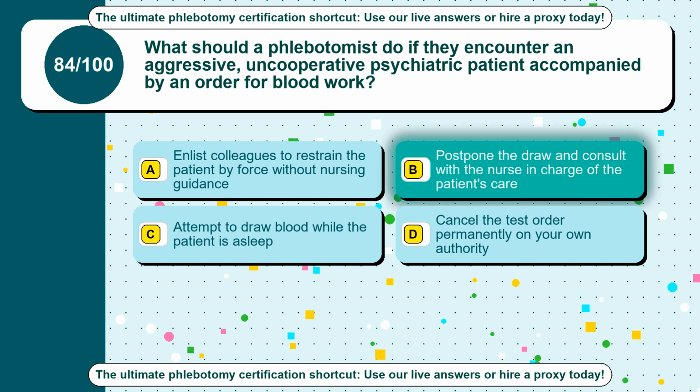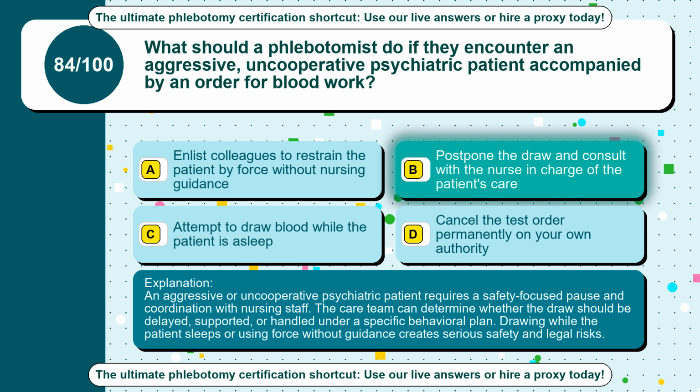The correct answer is option B, postpone the draw and consult with the nurse in charge of the patient's care. An aggressive or uncooperative psychiatric patient requires a safety-focused pause and coordination with nursing staff. The care team can determine whether the draw should be delayed, supported, or handled under a specific behavioral plan.